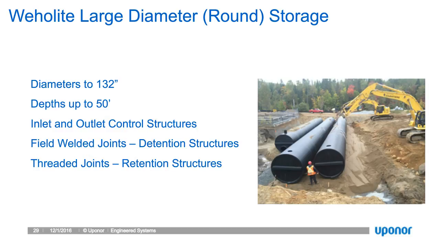So that should give us an understanding of the robust nature of this material and its ability to be used in a wide array of applications. Large diameter, deep structures, incredibly strong. And again, we can accomplish inlet-outlet configurations and control structures. For detention projects or CSO projects, we would utilize a field-welded joint, and we'll cover that in a little bit more detail. For retention structures, we have a threaded joint, and we'll review that as well briefly.